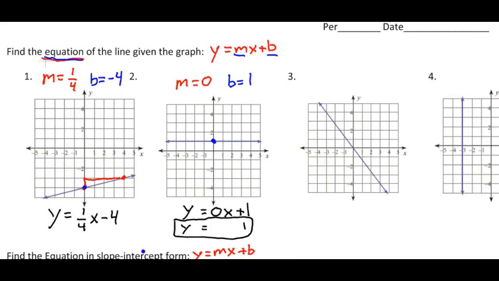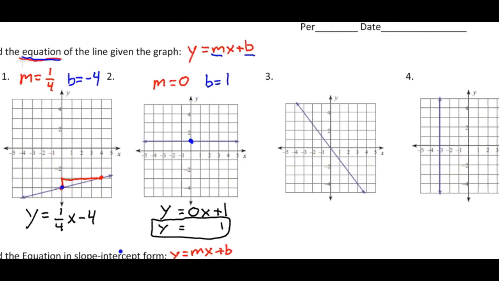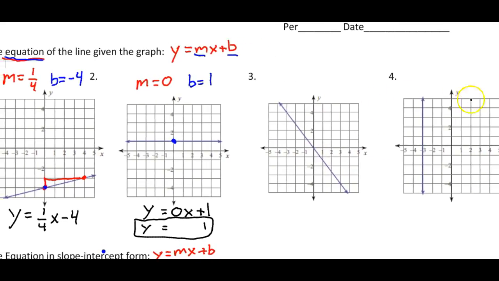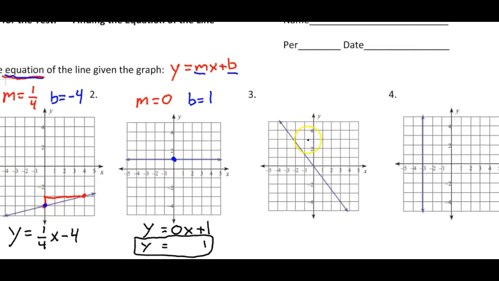Okay, let's do a few more. We have a negative slope here, right? So we use this point and this point, which is going to be down 4 and right 3. So slope is negative 4 over 3, and the y-intercept is here at 0.